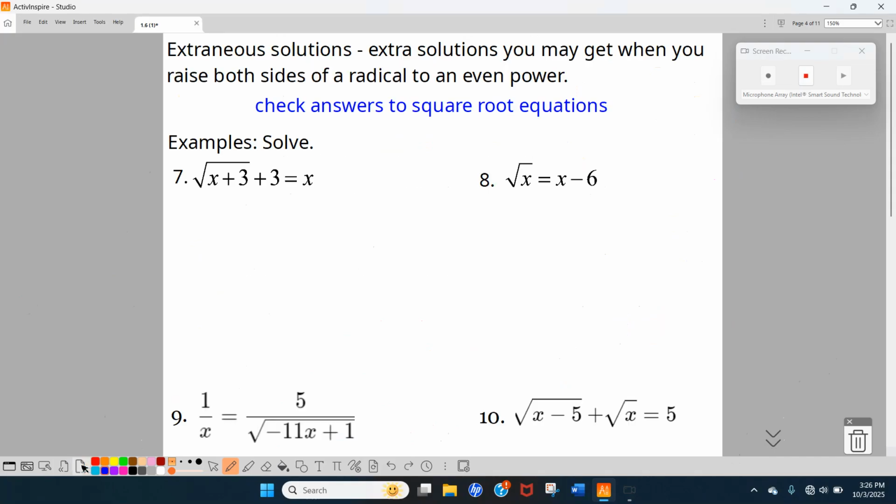All right, so an extraneous solution is a solution that you get when you raise both sides to an even power, so when you square it for a square root. And then you're going to have to check your answers to make sure you get rid of any that aren't really good.